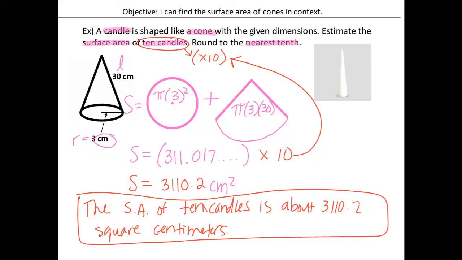So when you guys read these problems, make sure you pay attention to see if you're supposed to multiply your answer. This one said 10 candles, so at the end you have to multiply by 10. And don't round until the very end. Keep your answer in the calculator. Don't round it, and then multiply by 10, and then that'll give you your final answer, and just round the final answer, okay? All right.